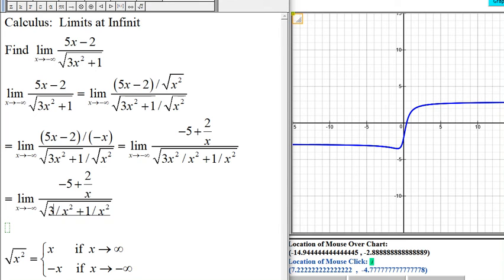So this becomes 3. And then here we get negative 5. As x approaches negative infinity, then 2 over x will approach 0. And then here we get the square root of 3. And this would be 1 over x squared; as x squared will approach infinity, 1 over x squared will approach 0. And so the answer would be negative 5 over the square root of 3.